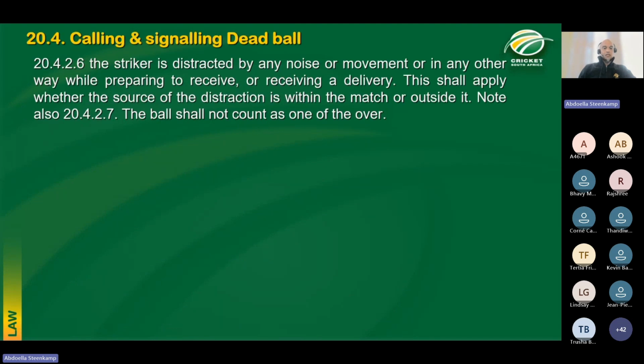Also, a bowler's umpire needs to call and signal dead ball if the striker is distracted by any noise or movement or in any other way while receiving the delivery. An example of this, someone walking in front of the side screen. So the striker is distracted by that movement. If you see this, intervene, you call and signal dead ball.